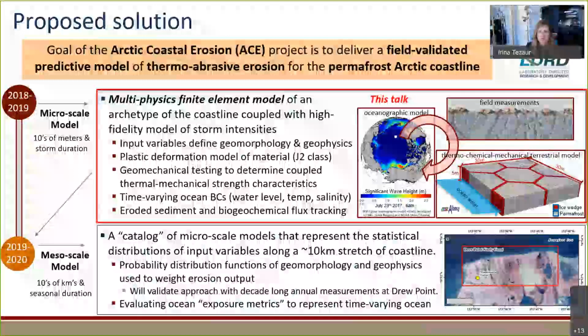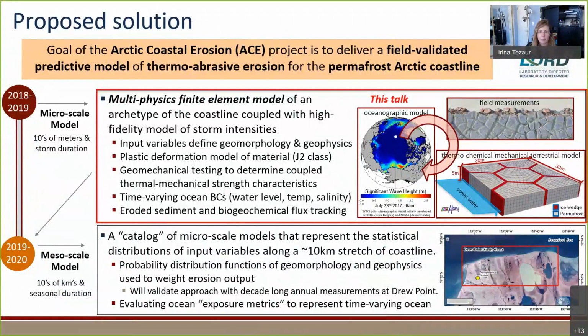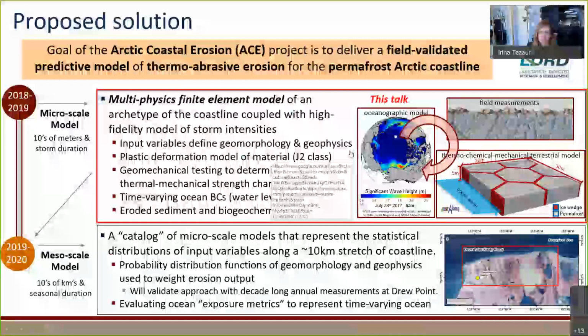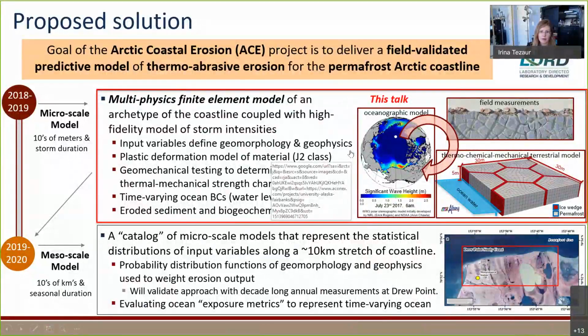So the aim of the ACE project is to try to change the state of the art in permafrost erosion modeling by creating a field validated predictive model of thermoabrasive erosion for the permafrost Arctic coastline. And we're taking a physics-based multi-scale approach in this project. And so this is illustrated on this slide. I'm going to focus on kind of the top box here, which is what we've been working on as a part of this project, and really the bottom part here is going to be follow-on work. But essentially what we've been focusing on up until now is the development of a micro-scale multi-physics finite element model of Arctic coastal processes.